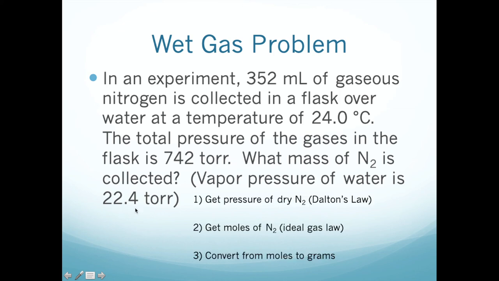Let's break this down into three steps. We first want to get the pressure of our dry nitrogen. We're going to use Dalton's law for that. We're next going to try and get the moles of nitrogen. We'd use the ideal gas law for that. And then finally, if we have the moles of nitrogen, we can convert to grams using our periodic table. Just look up the molar mass of nitrogen using your periodic table and convert accordingly. Okay, so you'd have to multiply by molar mass to get moles to cancel out and leave your answer in grams. Okay, so we learned that in the last chapter. So yeah, go ahead and feel free to pause this video and try this out, and I'll go over the answer in a little bit.